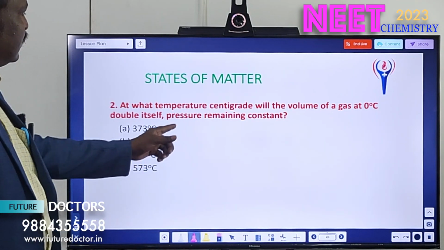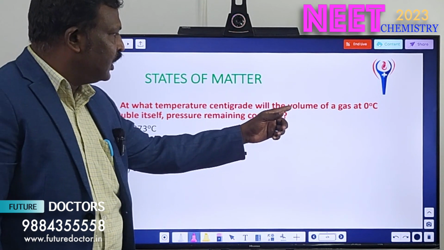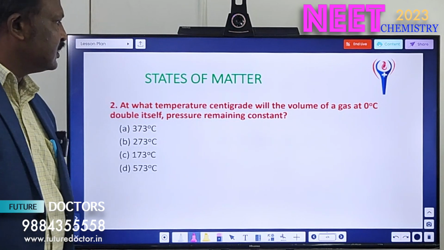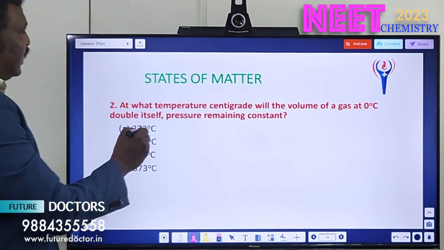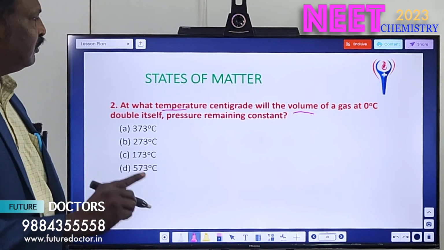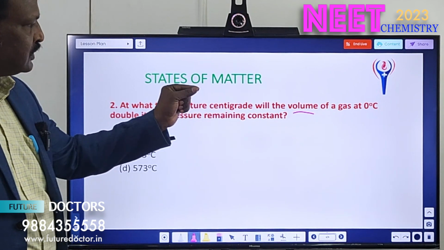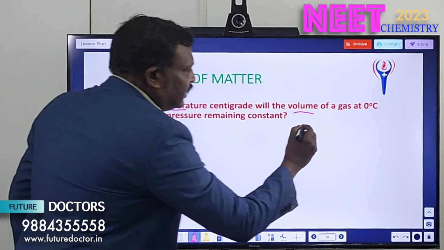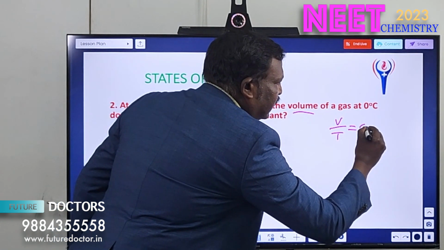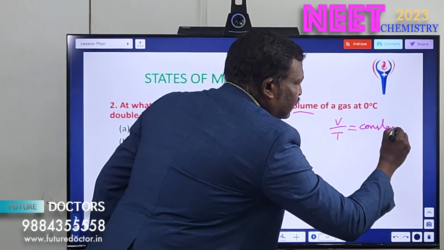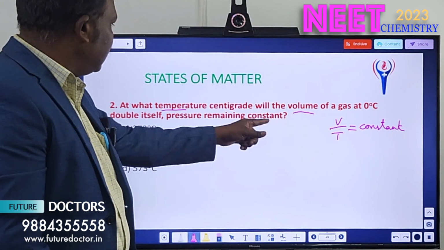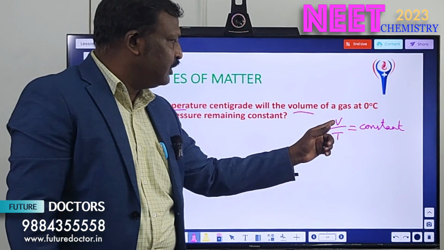At what temperature centigrade will the volume of a gas at 0 degrees Celsius double itself, the pressure remaining constant? Okay. Here, overall given are temperature and volume. So temperature and volume means, you just remember it is based on Charles' law. Charles' law means V by T is constant. Last time I told you PV is equal to constant. Here, volume and temperature, so this statement is V by T is constant.